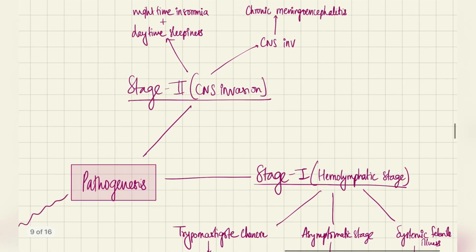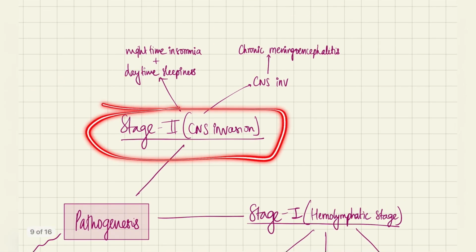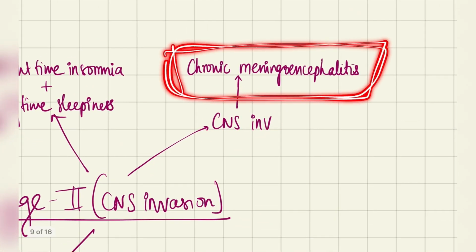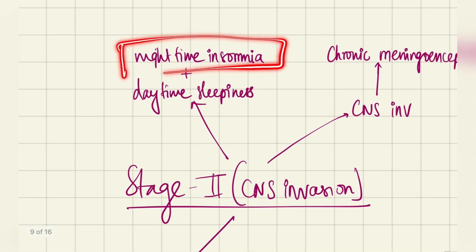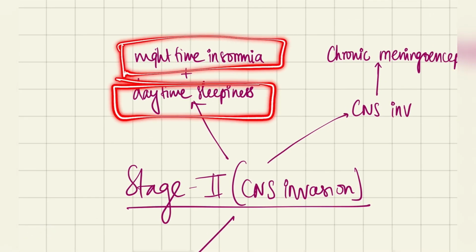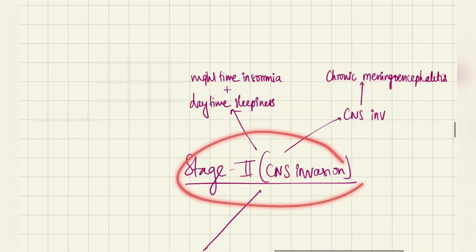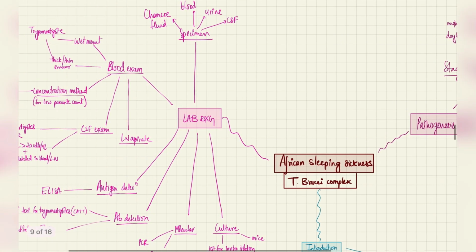Then the next, stage 2, CNS invasion. This stage is more serious, where CNS invasion, if it occurs, can show chronic meningoencephalitis. At the same time we see nighttime insomnia and daytime sleepiness. Relatable. This is the stage 2 CNS invasion. So these were the two stages.